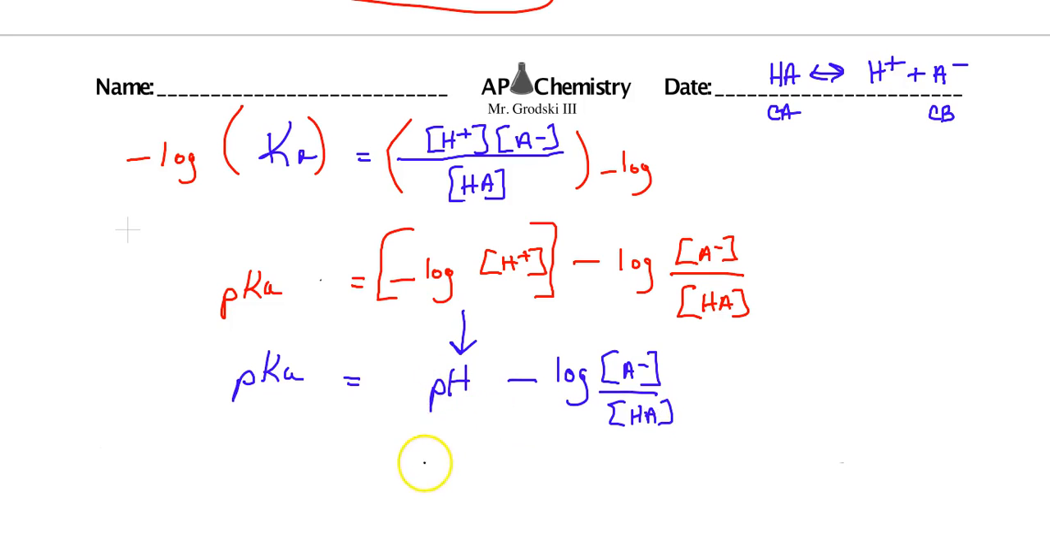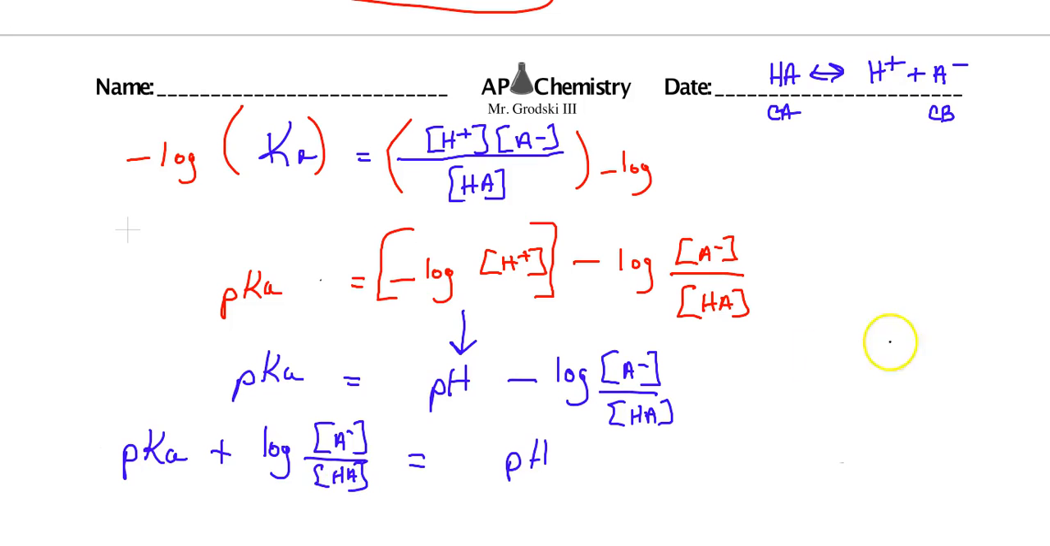I'm going to clean this up and solve for pH. All right, so when I solve for pH, I'm going to put plus log over here. So this becomes pKa plus the log of A over HA. Now this is called the Henderson-Hasselbalch, and I'll clean it up. So what we have is the pH is equal to pKa plus the log of the ratio of A over HA.